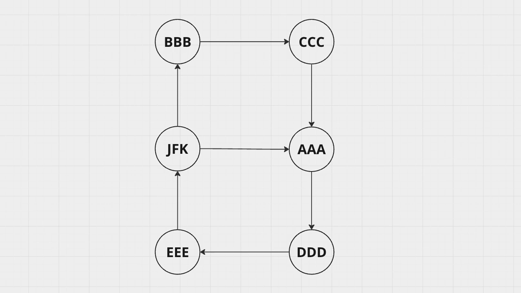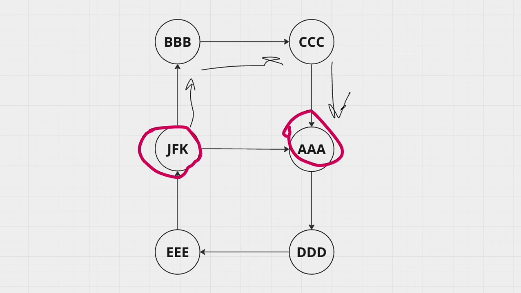There are 2 nodes with an odd number of edges, JFK and A. The rest have even. So no matter how you traverse this graph, starting at JFK, you will always finish at A. For example, you can go JFK to B, to C, to A, to D, to E, to JFK again, and then we finish at A.